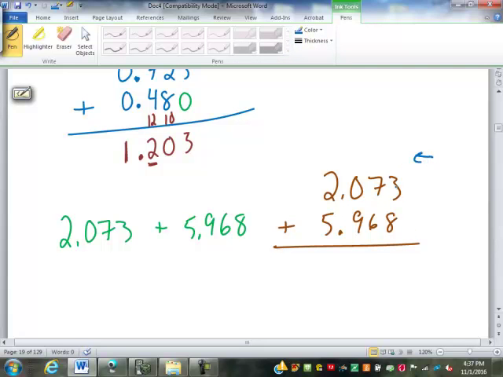Starting at the right, working my way back to the left. 3 plus 8, 11, so 1, carry the 1. 1 and 7 is 8, plus 6 is 14, so 4, carry the 1. 1, 0, and 9 is 10. 0, carry the 1. Now before I do the 1, 2, and 5, I have to bring down my decimal point. 1 and 2 makes 3 plus 5 is 8.